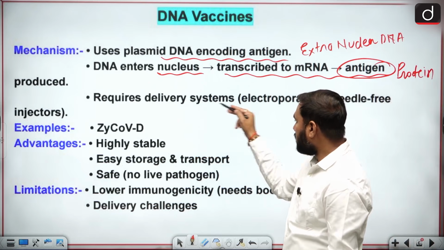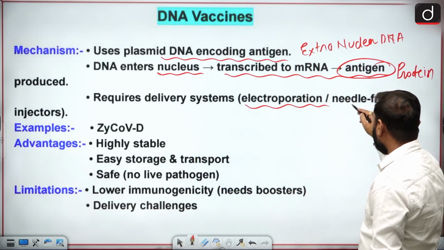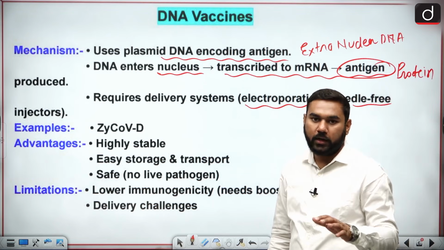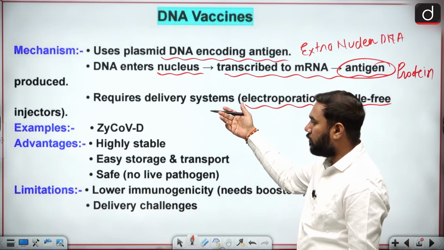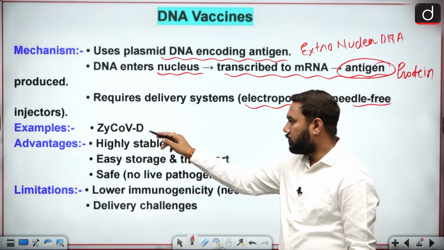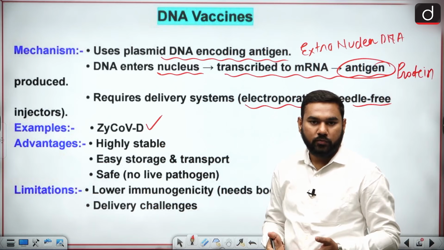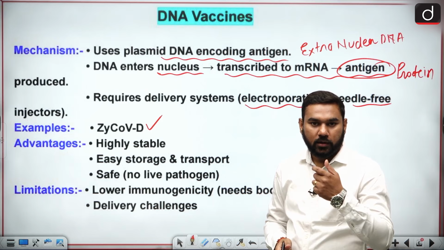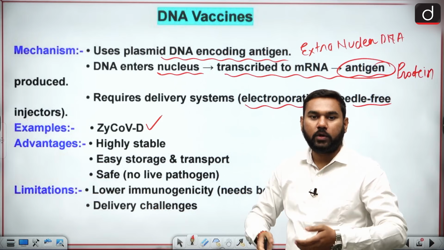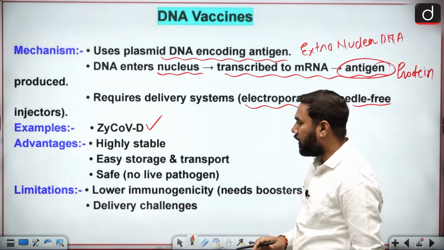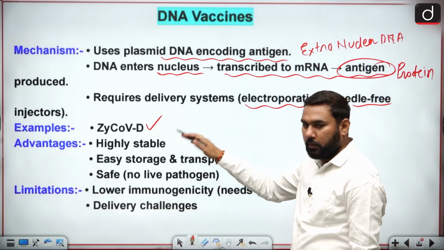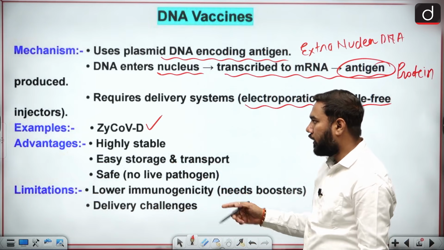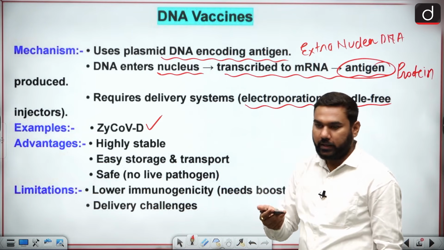It requires a delivery system like electroporation, or maybe we can say needle-free injectors. So we cannot use a needle for it, but we have to use a different delivery system. There is an example, ZyCoV-D, and this is a new type of vaccination which can basically be given nasally. So you can just sprinkle it into the nose and inhale it through your respiratory system. This is available but under trial. Lots of issues are related to it, and the issue is your delivery challenge, how you can provide it.